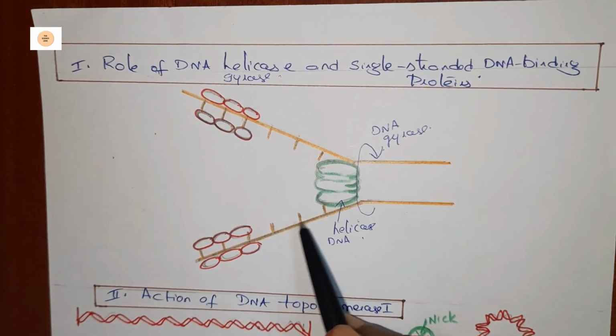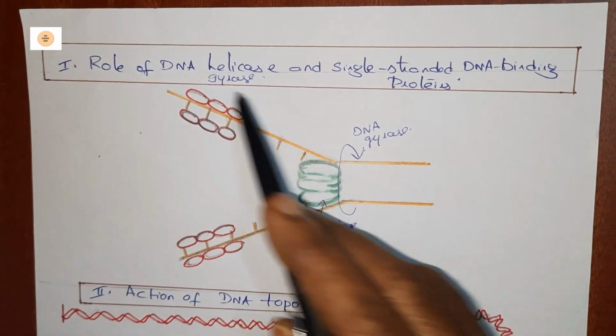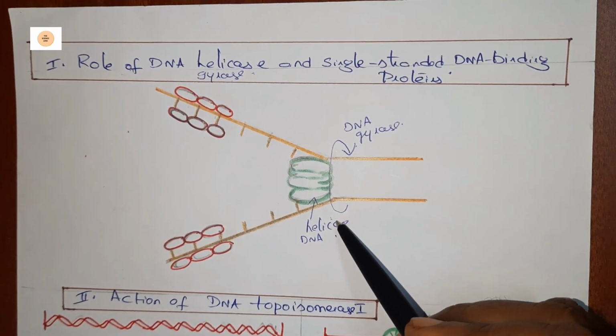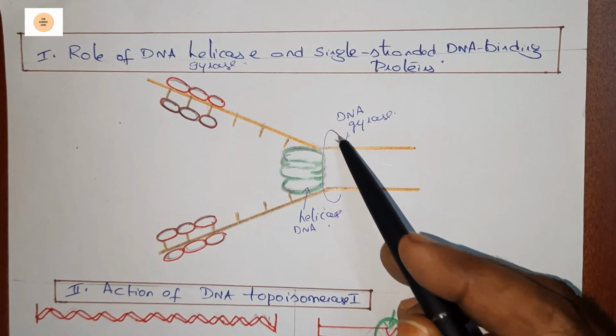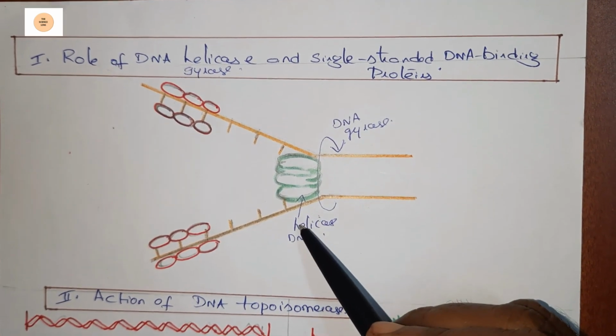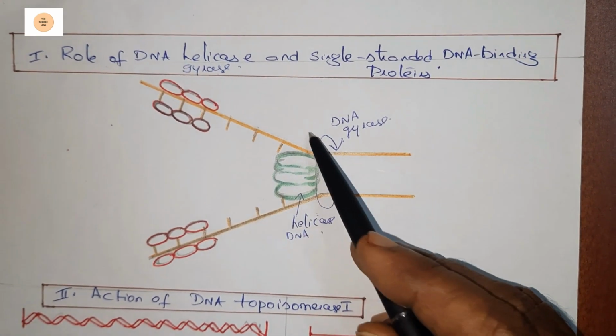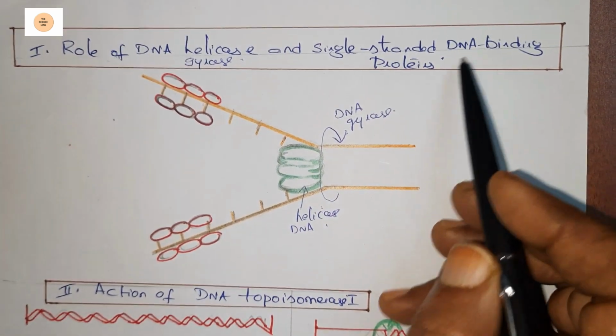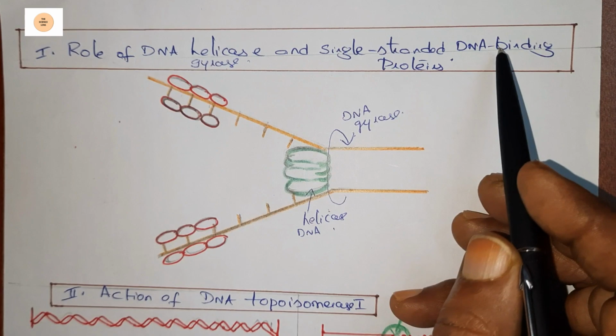This is the figure showing the action of DNA helicase and DNA gyrase. DNA gyrase here has a swivel action, which means it facilitates the unwinding, and helicase unwinds the DNA. And here another point is single stranded DNA binding proteins, SSBP.